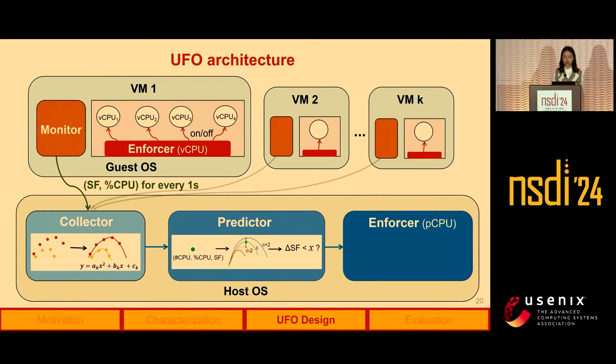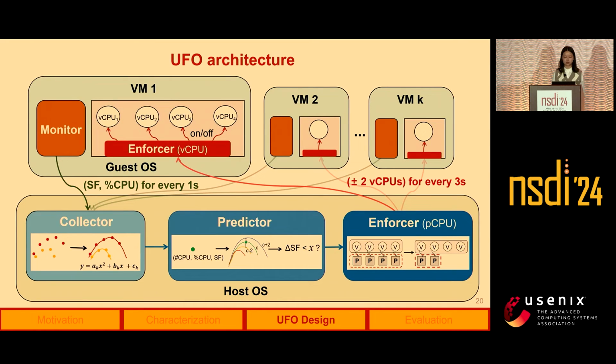If there comes a sample, the UFO predictor will calculate the best co-management decision by comparing guest set scheduling frequency based on the fitted model. The UFO enforcer expands or shrinks the pCPU count of the VM according to the prediction. At the same time, the host OS will inform the guest OS of the assignment of pCPUs, and the guest OS enforcer will online or offline vCPUs to match the pCPU count.